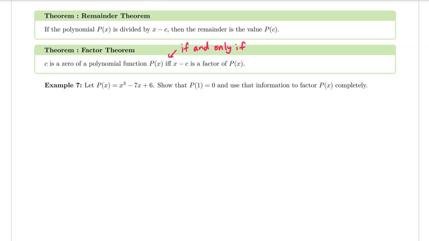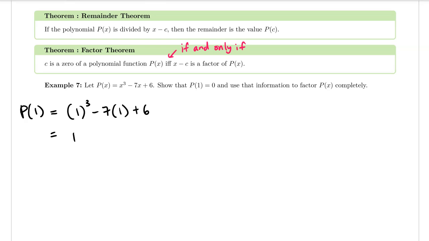In example 7, it says let p of x equal x cubed minus 7x plus 6. Show that p of 1 is equal to 0 and use that information to factor p of x completely. So let's go ahead and evaluate p of 1. I'm going to take 1 and plug it into my function. So I'm going to have 1 quantity cubed minus 7 times 1 plus 6. I want to go ahead and simplify this.